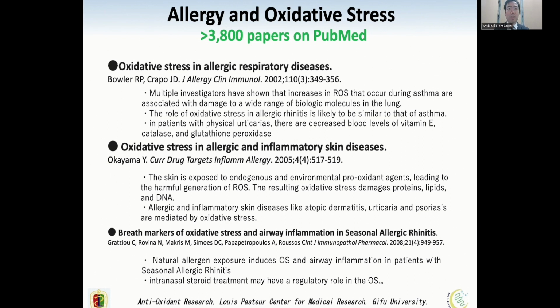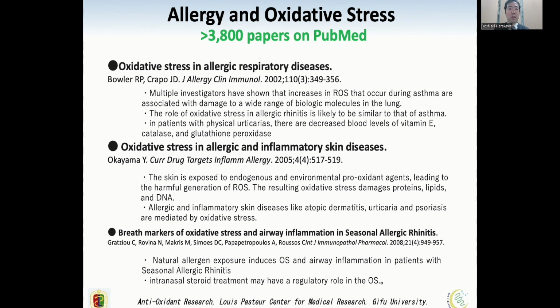Many studies have demonstrated that oxidative stress is closely related to these allergic diseases. Currently, PubMed has over 3,800 references on allergy and oxidative stress, and the number is increasing every year. Here are examples of the literature. In the review of oxidative stress and allergic respiratory diseases, multiple investigators have shown that the increase in ROS that occurs during asthma is associated with extensive biomolecular damage in the lungs.